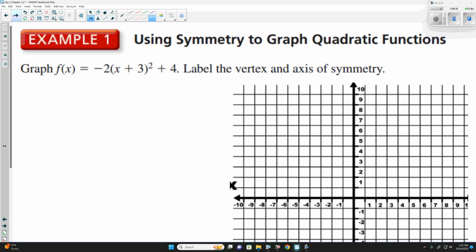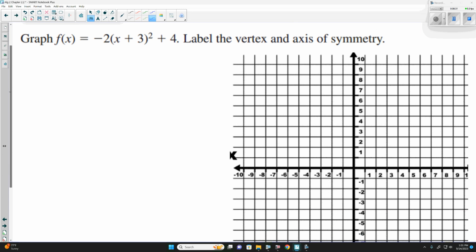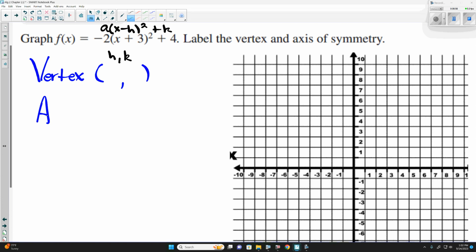Now, what we're going to be looking at with these quadratics is, one, we're going to find the vertex. Then we're going to find the axis of symmetry. Now, the vertex is still the point h comma k. And our general form is a times x minus h squared plus k. Now, the axis of symmetry is given to us by the equation x is equal to h.